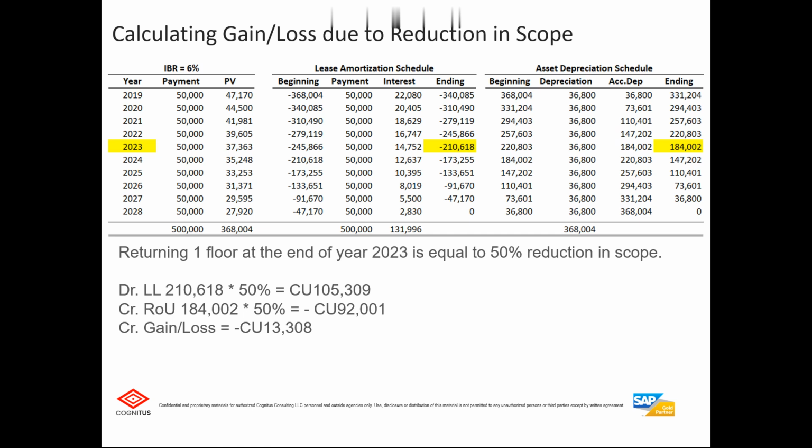And of course, when there is a reduction of scope, there could be a gain or loss that shall be recognized in the profit and loss account. For this case, the lease liability is higher than the ROU asset, so there is a credit gain on derecognition, where right of use asset 92,001 minus lease liability 105,309 is equal to 13,308.